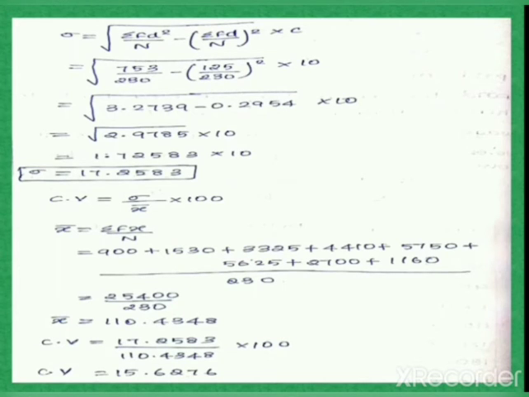After that, you have to substitute into your coefficient of variation formula, sigma divided by x bar into 100, which is 17.2583 divided by 110.4348 into 100. If you solve this value, you will get 15.6276, which is your coefficient of variation for this problem.